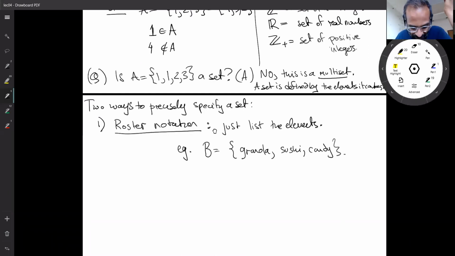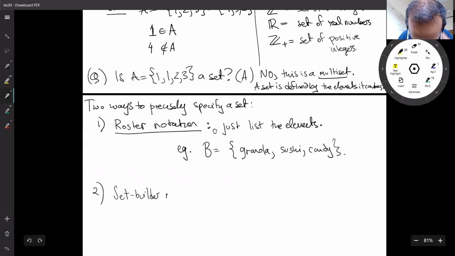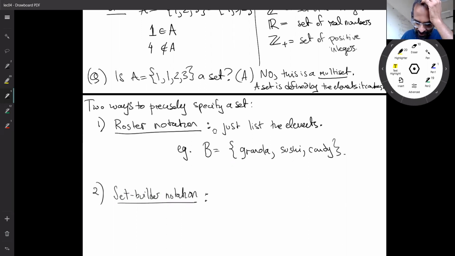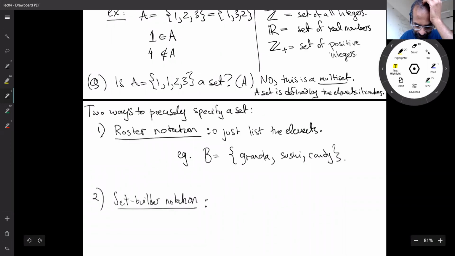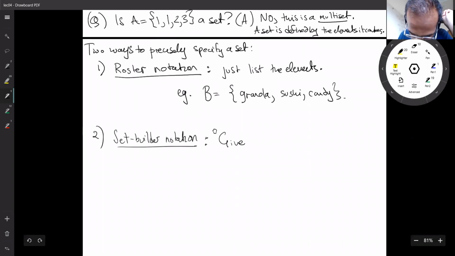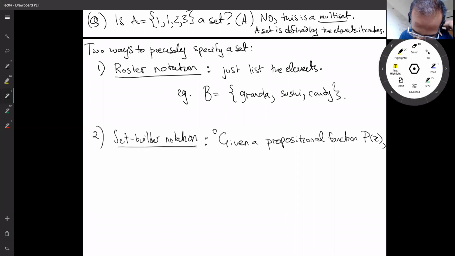This obviously creates a problem if you have an infinite set, right? You can't list infinitely many things explicitly. And so the notation that we use more often when dealing with infinite sets is sometimes called set builder notation. And here, it's a way of defining a set given a propositional function. So given a propositional function P of x, you can define a set to be the set of all objects which satisfy the propositional function.